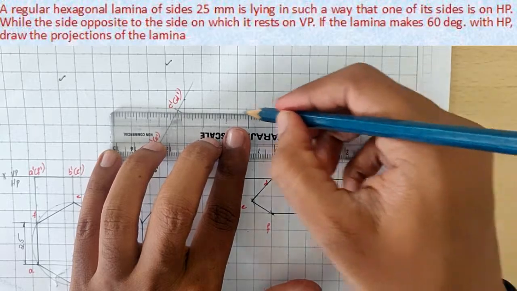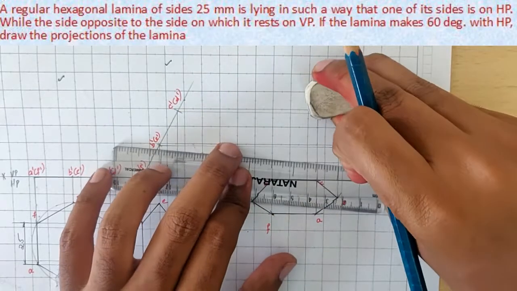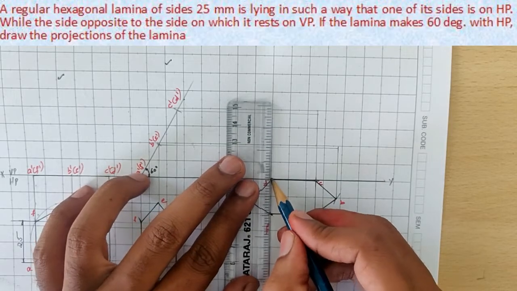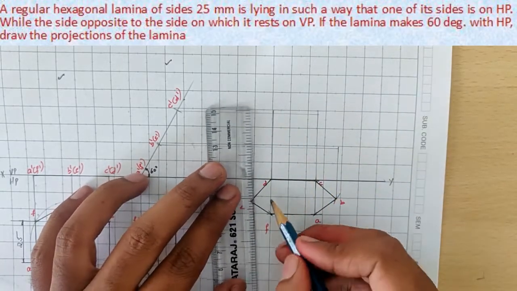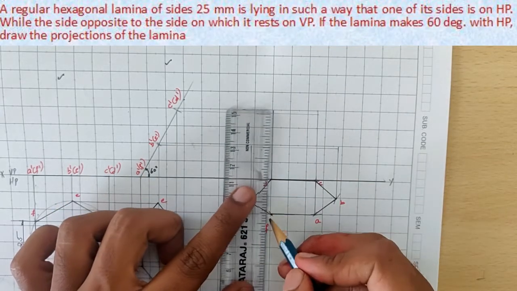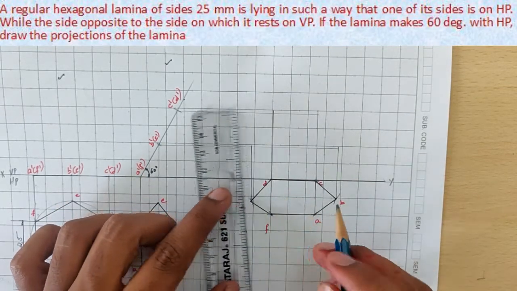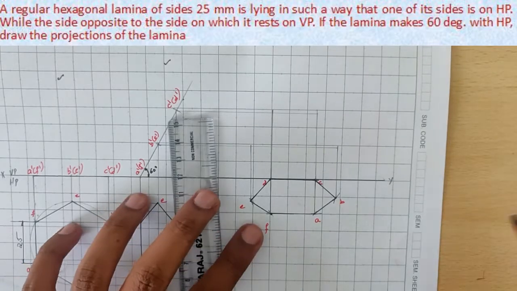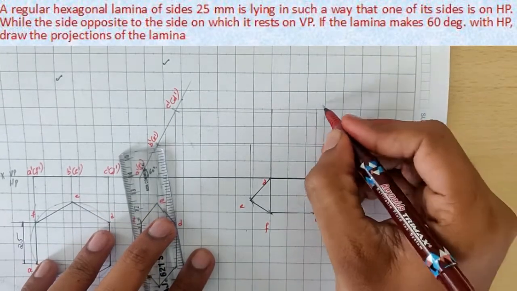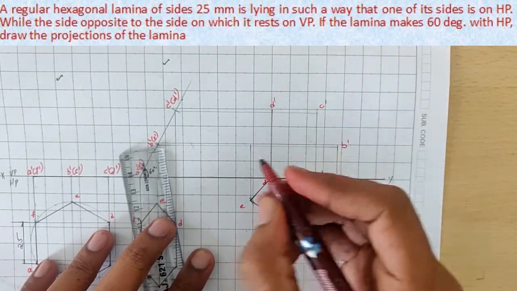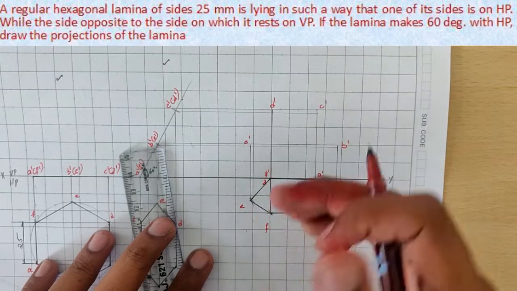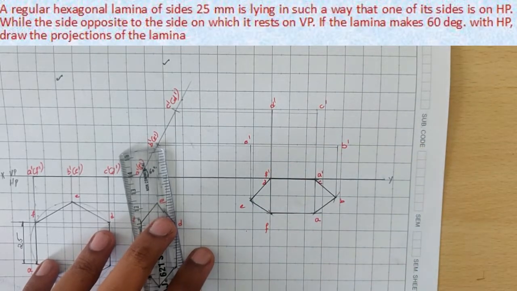You can erase off the extra lines, please do that, right? So D again is on the top here. Next E is somewhere here. F is on the XY line, okay. So now name it A dash, B dash, C dash, D dash, E dash, F dash. Okay, A dash and F dash should not lie below the XY line because that is the front view.